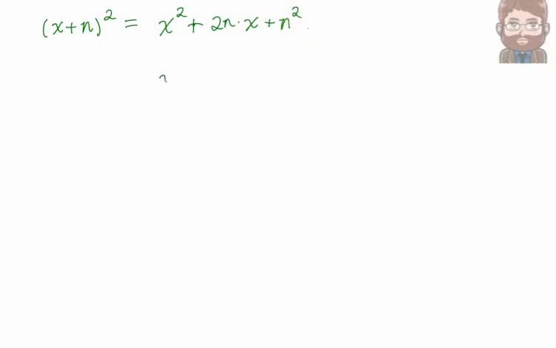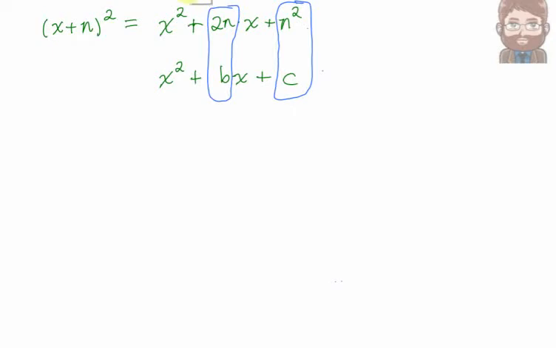Generally, quadratic equations will be given in the form x squared plus bx plus c. In order for our equation to be a perfect square, it must be the case that b is equal to 2n for some number n, and that number n, when squared, gives us c. Sometimes this happens, but usually it doesn't. In our previous example, we were pretty lucky.